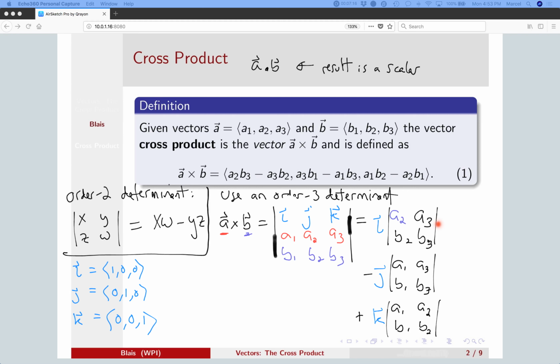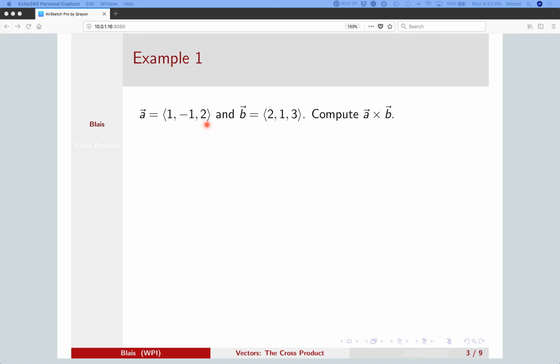And then each of these 2 by 2s is calculated using this idea over here. So these are usually best learned by practice. So let's see an example of how we might do one of these. First example here, we're given 2 vectors and we're asked to compute the product A cross B. So let's set that up. We set up our 3 by 3 with I, J, K as the top row, then the entries of A, 1, minus 1, 2, and the entries of B, 2, 1, 3.